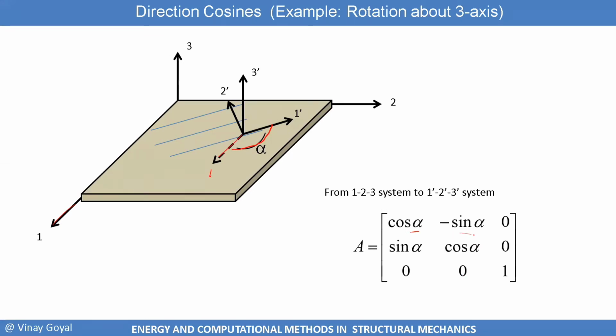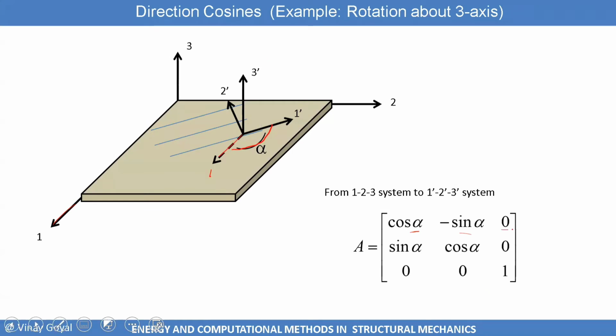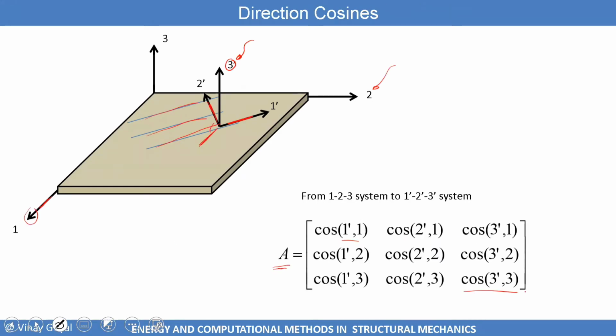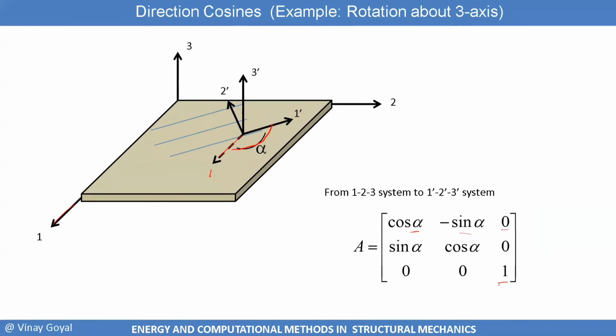And then you can see here, the angle between 3 prime and 1 is 90 degrees. So cosine of 90 is 0. And I can keep going on and on until I get here, for example. The cosine between the 3 prime and the 3, that angle is 0 degrees. So the cosine of 0 is 1. And so that's why you don't see a change there. You just get 1. So that's my direction cosines now.